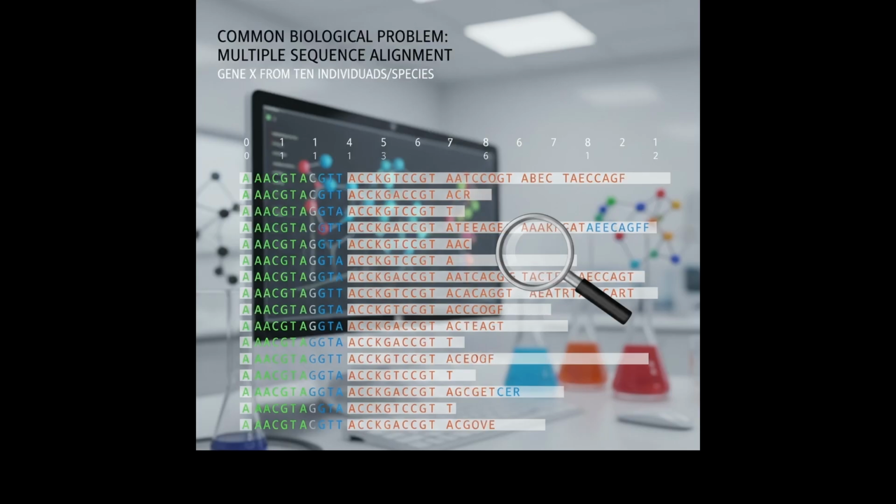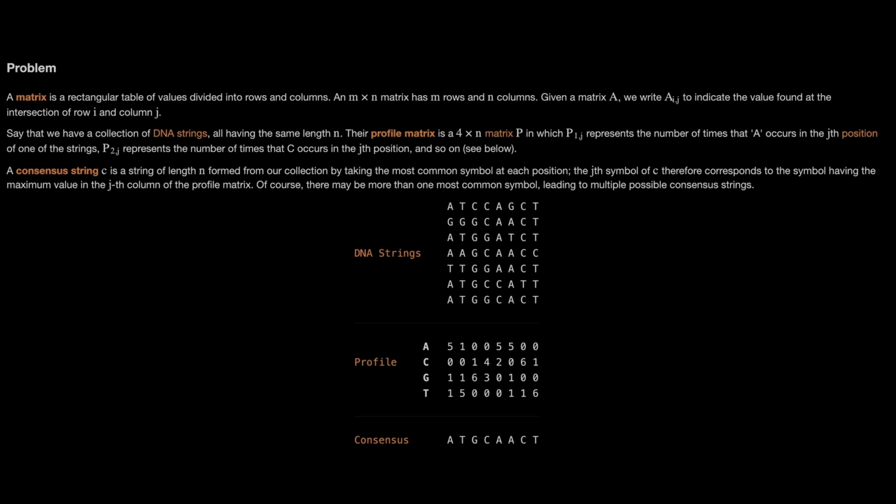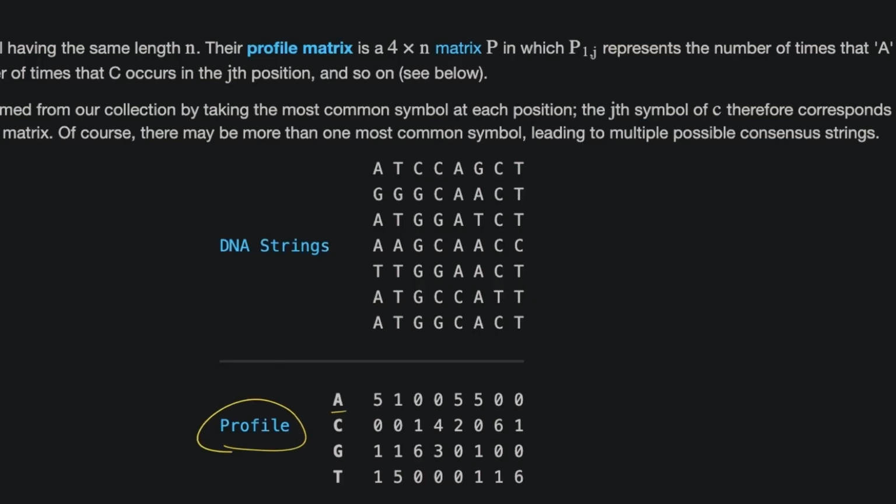The biological problem is common. Imagine we've sequenced the same gene from several individuals, or we're comparing a gene across closely related species. We get a collection of DNA strings of the same length. Our goal is twofold. First, we want to create a profile matrix. This is a simple table that summarizes the nucleotide counts at every single position. It has four rows, one for each nucleotide A, C, G, and T, and its columns correspond to the positions in our DNA strings. The value at profile A,j is just the number of times A appeared in the jth position across all our sequences.